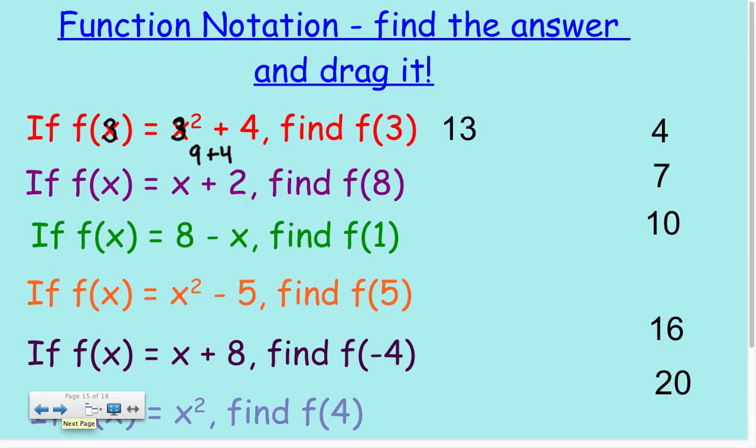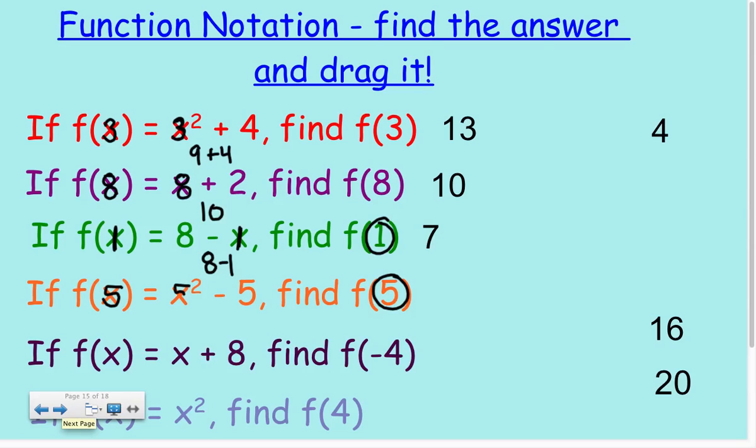Second one, find f of 8. So if I plug 8 in here, I say 8 plus 2 is 10. Next one, f of 1 equals 8 minus 1. So 8 minus 1 is 7. f of 5, plug the 5 in here and here. 5 squared is 25. 25 minus 5 gives me 20.